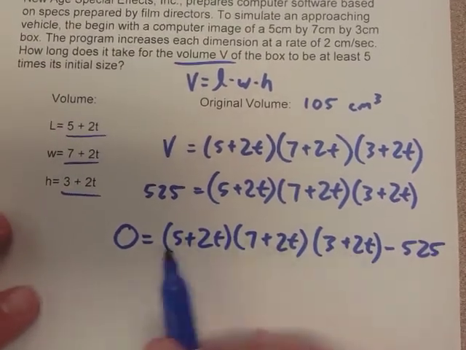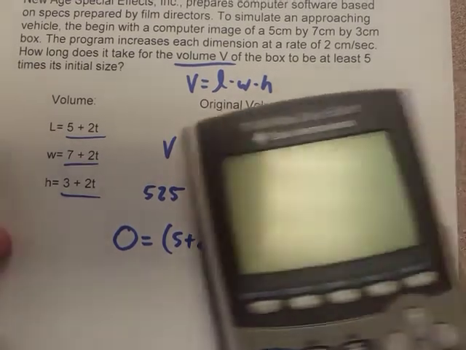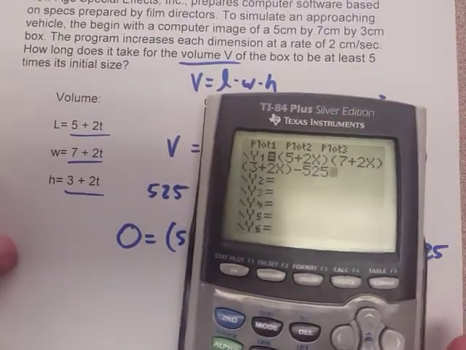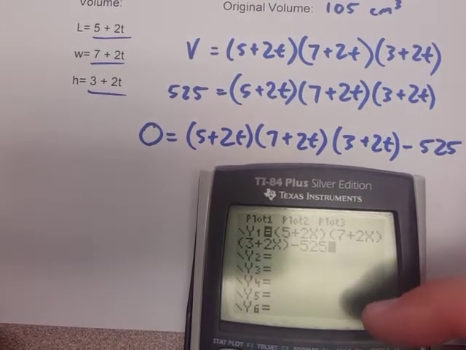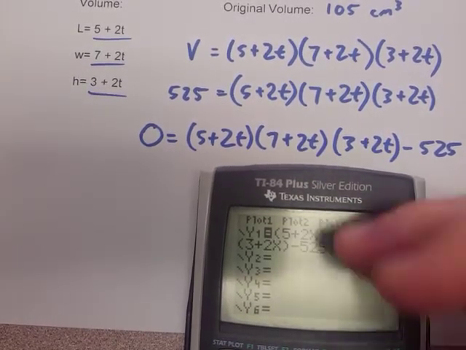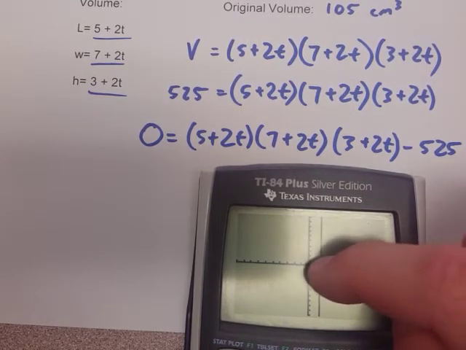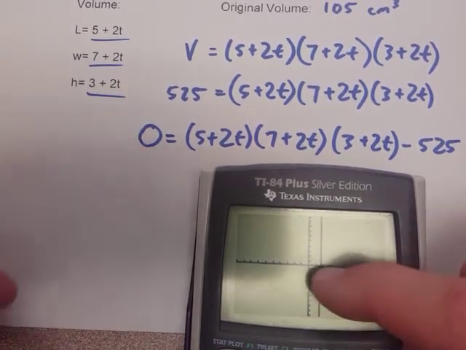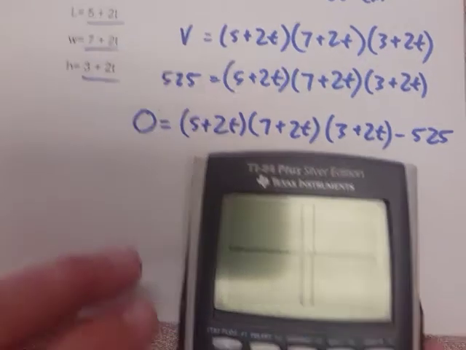So there's my equation, and if I want to find out where this is equal to 0, I can solve that using my graphing calculator. I'm going to go into y equals and plug the right-hand side into my y1. If I graph this, you'll see that it crosses here at that value, whatever that happens to be. That's the value of 0, so we are looking for where it crosses the x-axis.